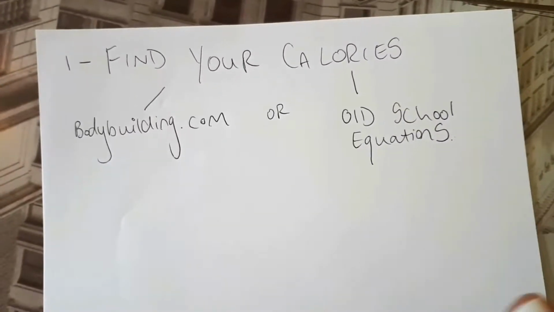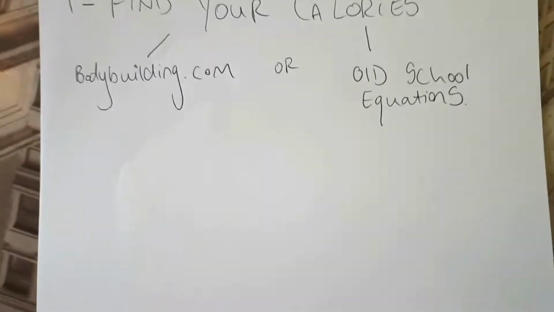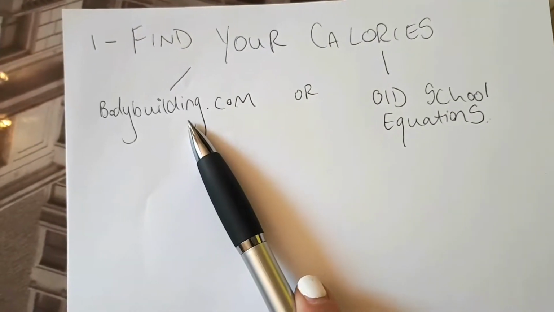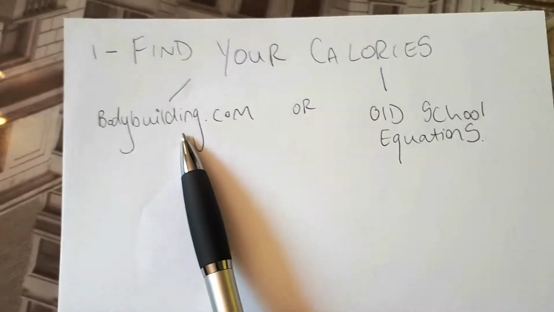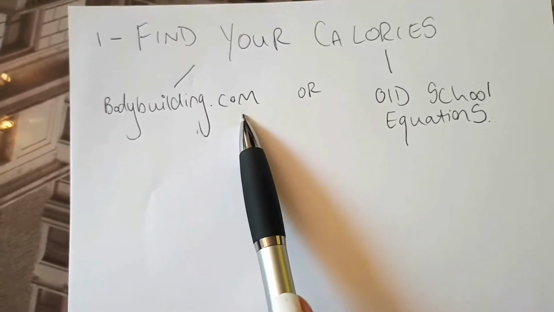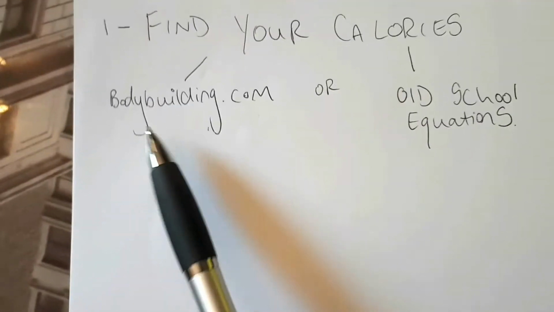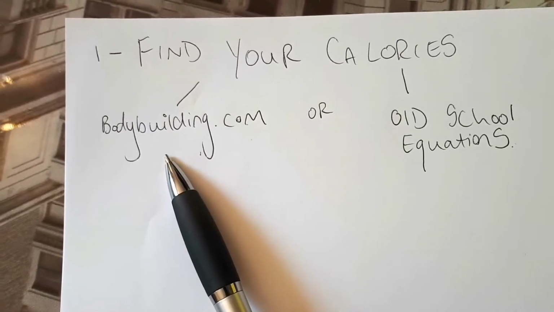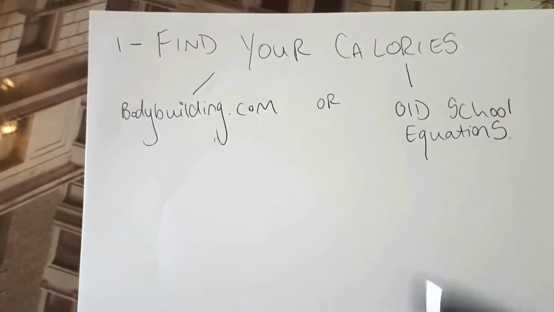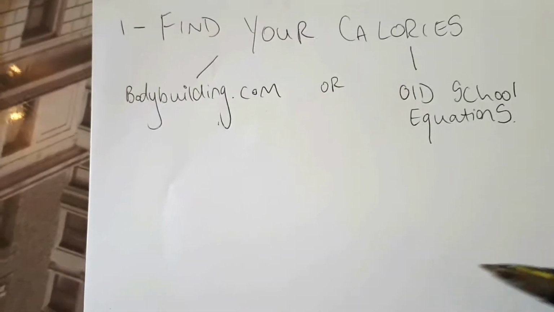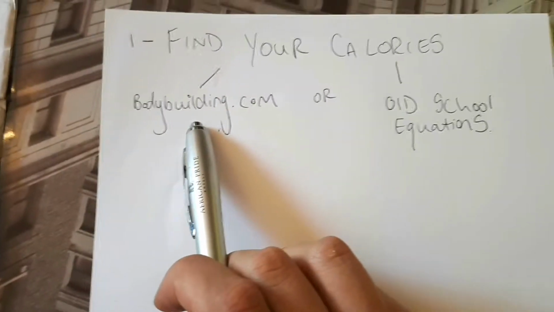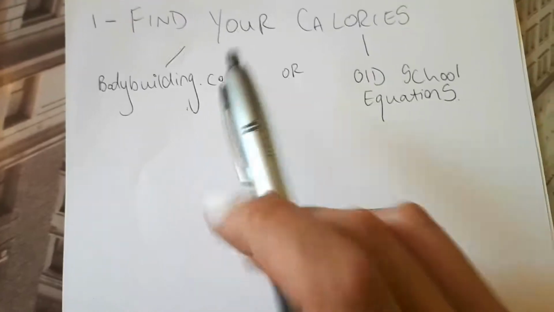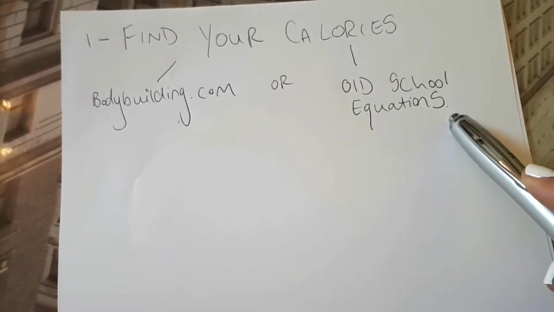Okay, so let's start with number one, working out your calories. There are 2 ways that you can find out your calories. There's bodybuilding.com, which I highly recommend. It's such a great site, and they can help you find out your calories and even your macros. But doing it yourself can help you fine-tune things. It's a nice first start for a beginner. Highly recommend bodybuilding.com. Or we can do old school equations.